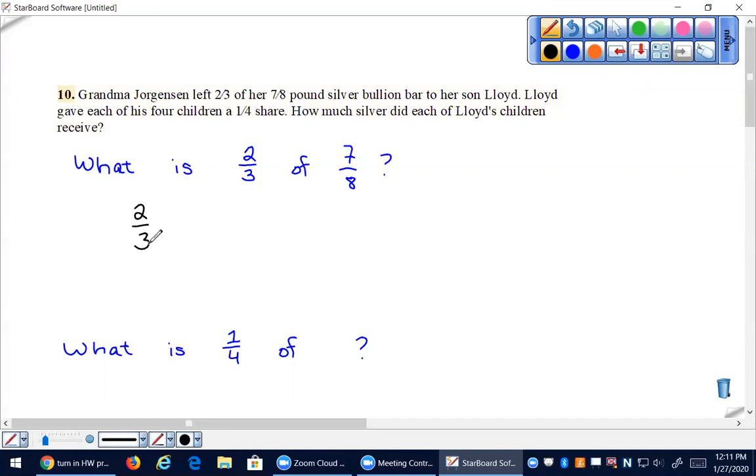Okay, what do I change "of" to when I'm making word problems into equations? Times, yeah, of is times. Should I multiply across top and bottom? Should I be tricky and do some canceling first? Let's do some canceling. So divide by 2, 7 and the 3 have nothing in common. So that's 7/12 of a pound.